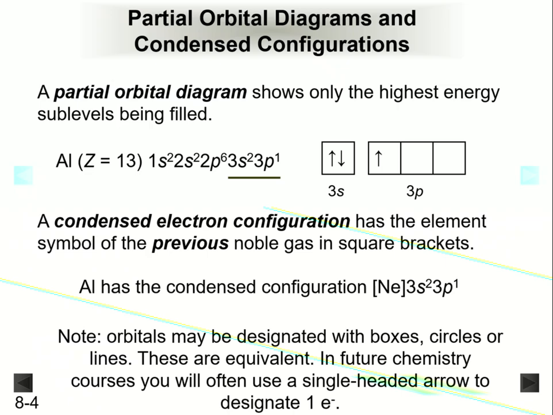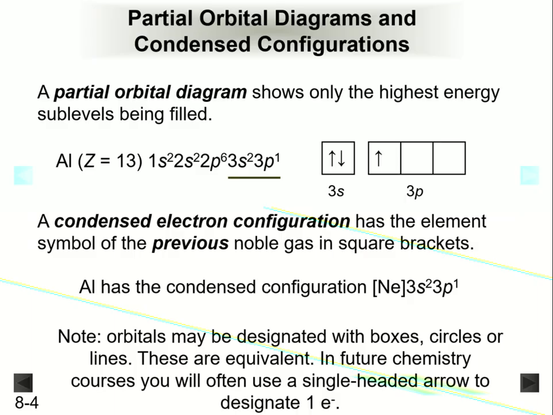The condensed electron configuration has the element symbol of the previous noble gas in square brackets. So the 1s2, 2s2, 2p6, which would be equivalent to what neon has, we simply write down in the following format. Neon in brackets, and that implies that it has the neon electron configuration, followed by 3s2, 3p1. 3s2 and 3p1 then are the electrons that get involved in the chemistry. And the neon, as we'll see later on, we'll term those core electrons. And they really don't participate in any chemical reactions.